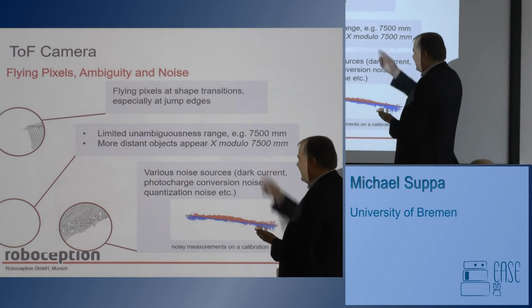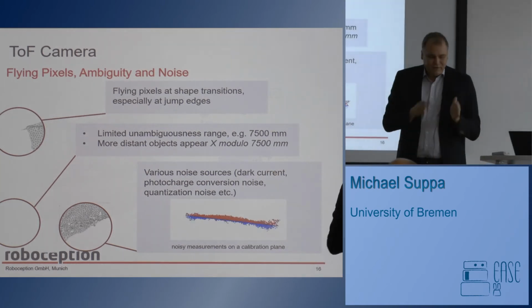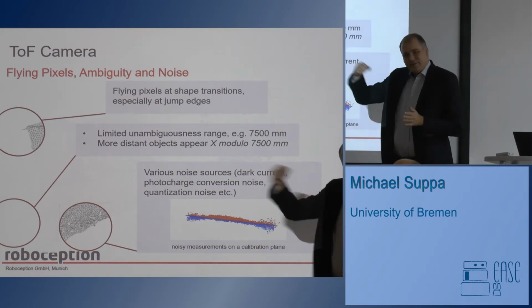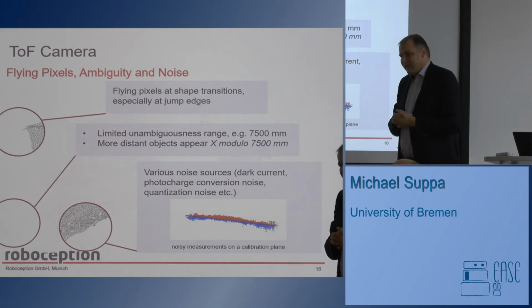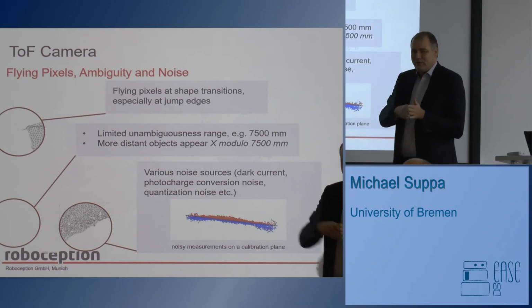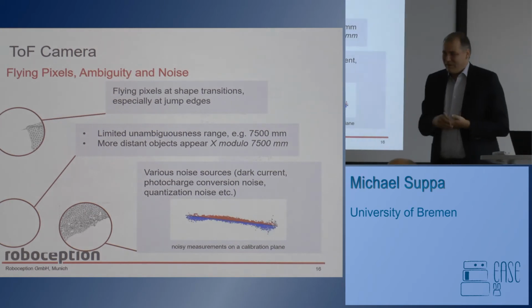Then you have this unambiguity range. Depending on your base frequency, you have a measurement range of, let's say, 7 meters. And the next 7 meters will produce the same result. So if you're not checking the amplitude in the end, it can be that the distance measured is 1 meter away or 8 meters away. So that is also an ambiguity that you have to consider.